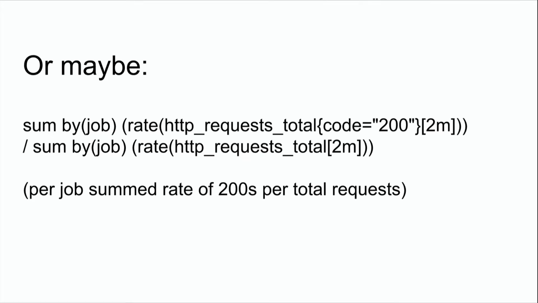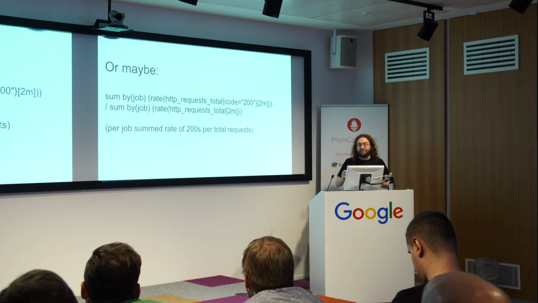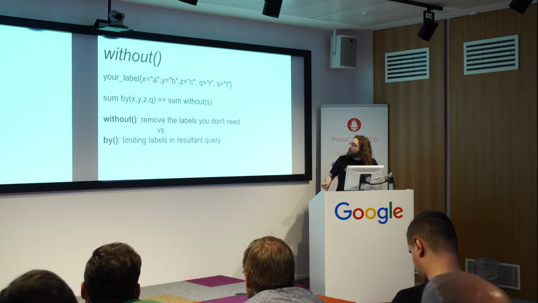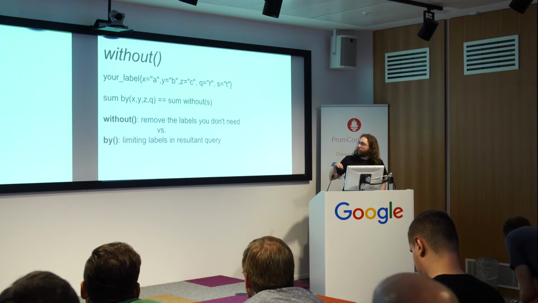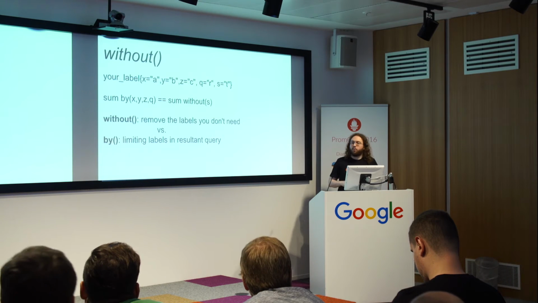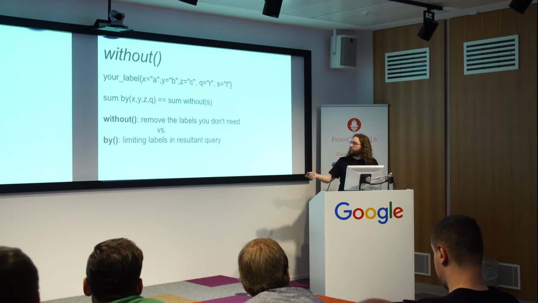Or maybe you're going to do it by job, because you should always mention your job label. And that's 200s per request. Grand. Unless you actually never have any 200s, in which case that will never return. Always set your labels and everything. But there's a function modifier that you can have on your by clauses, on your aggregations, called without.